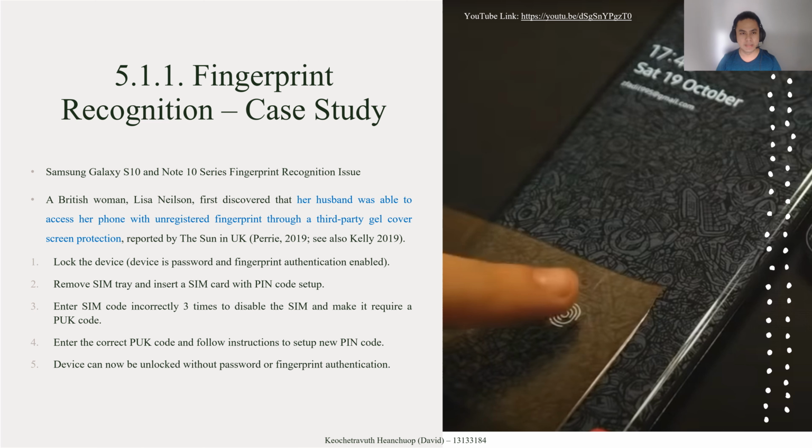This vulnerability involved 5 simple steps to reproduce if an attacker has physical access to the device: lock the device with authentication enabled, remove the SIM card tray and insert a SIM with a PIN code set up, enter the SIM code wrongly 3 times, then enter the correct PUK code to set up a new PIN. Then the device can now be unlocked without authentication.